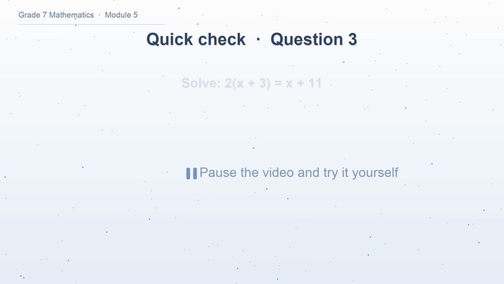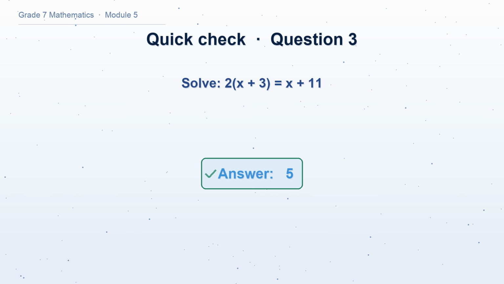Last question, and it combines several ideas. Solve 2 times the quantity x plus 3 equals x plus 11. Expand the bracket to get 2x plus 6 equals x plus 11. Subtract x from both sides, leaving x plus 6 equals 11. Then subtract 6, so x equals 5.